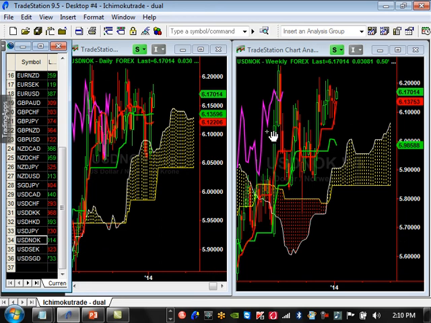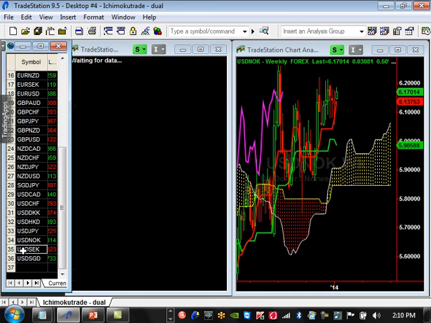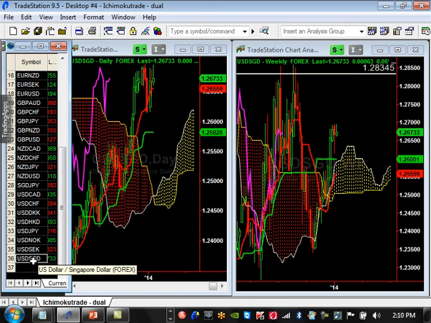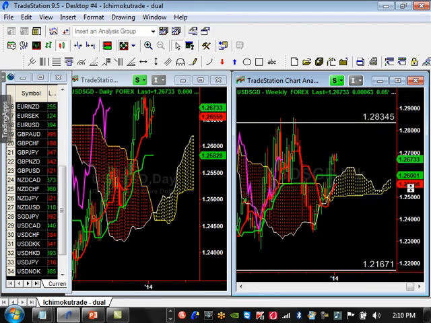US NOK is really doing nothing at all except consolidating between 5.9 thousand and 6.2 thousand. USD SEK, really doing nothing. Let's just ignore that. That's boring. US Singapore is really doing nothing except consolidating between 23.50 and 28.34.